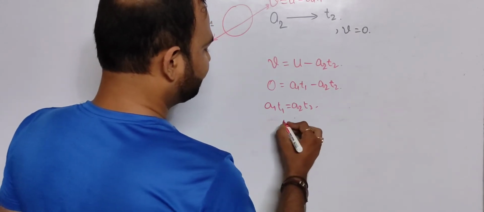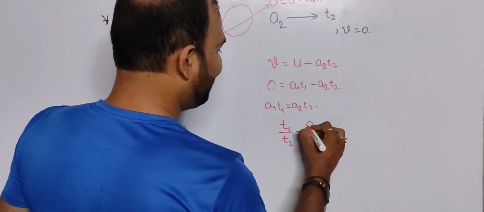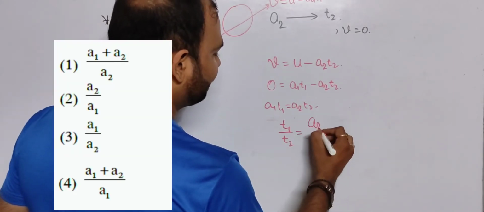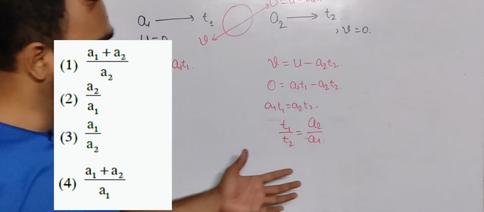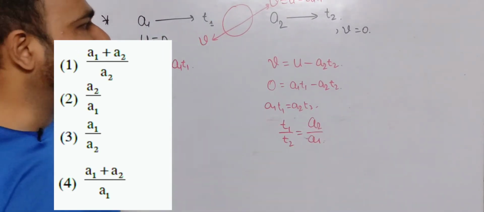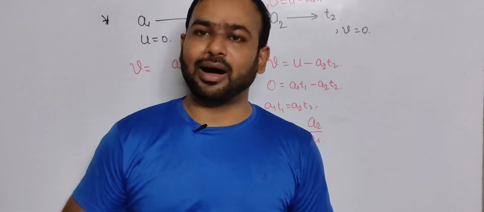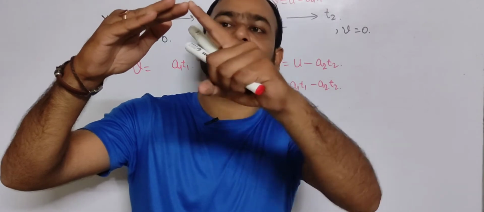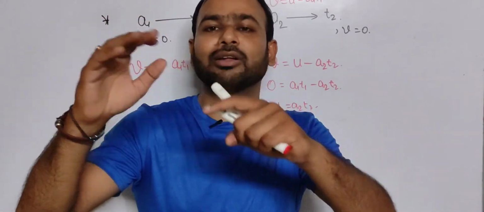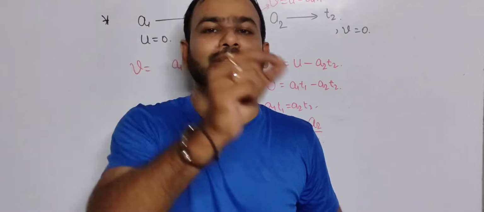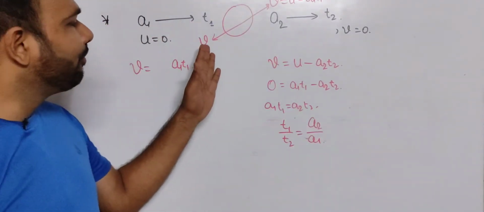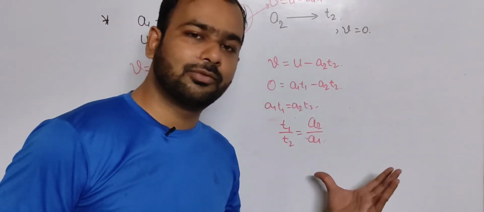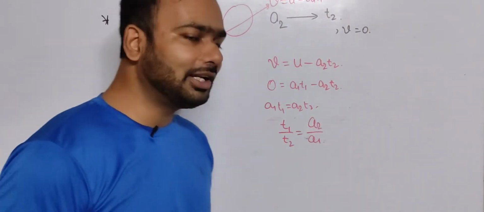t1 by t2 equals a2 by a1. Very simple question. What we have to understand is that there are two paths. A path gets accelerated, this point is the final velocity, and from here he starts to retard. So the final velocity of the acceleration path is the initial velocity for the retardation path. So we find the velocity, construct an equation and find a relation between t1, t2, a1, a2.